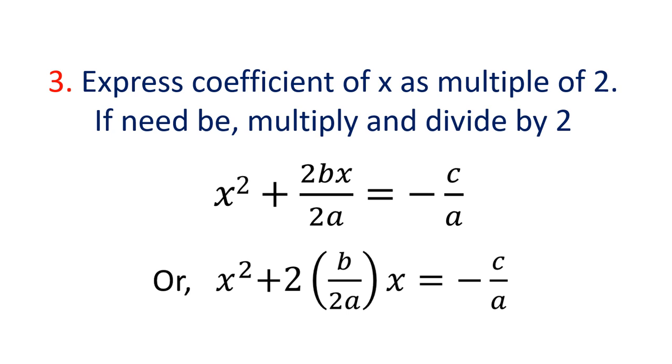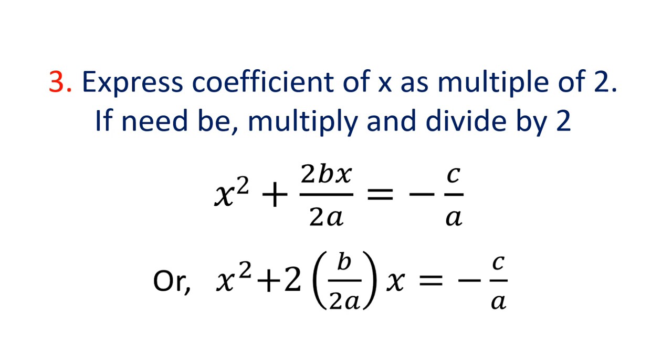Now the middle term, the term containing variable x, we now modify it further. So we write the equation like this: x square plus 2 within bracket b upon 2a x is equal to minus c by a. Pay very close attention to this step.